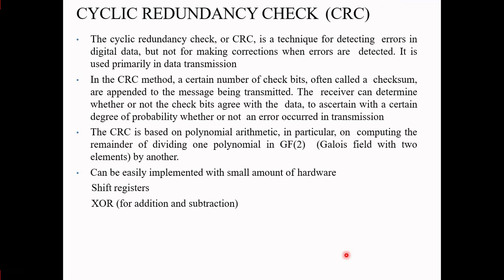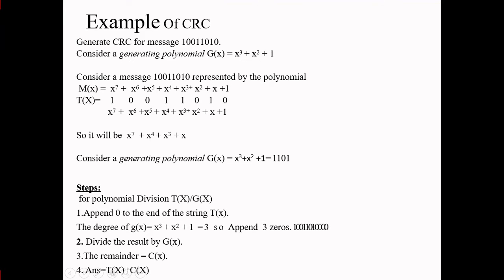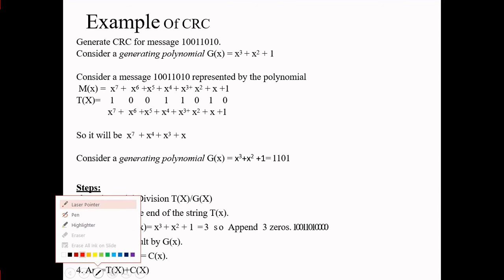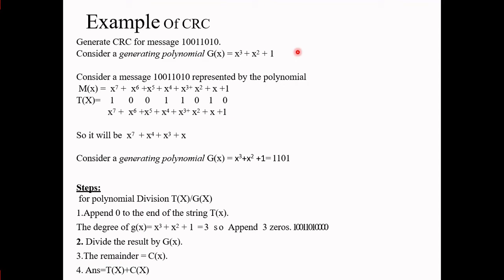The CRC is based on polynomial arithmetic. It can be easily implemented with a small amount of hardware, shift registers or XOR. Now take an example of CRC. Generate CRC for the message 100111010. It is given. Now consider the generating polynomial G(x) is equal to x cube plus x square plus 1. It is given in the polynomial form.